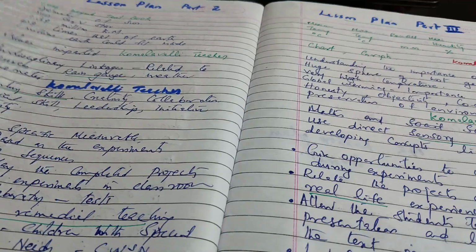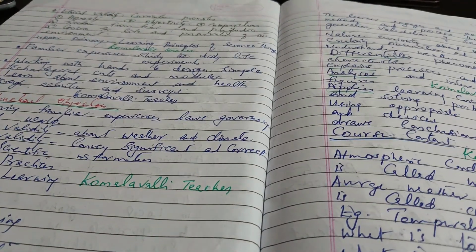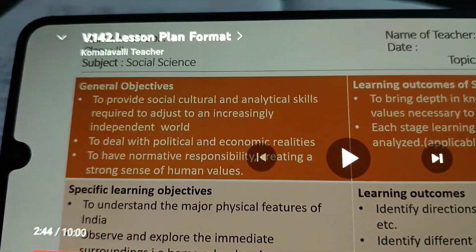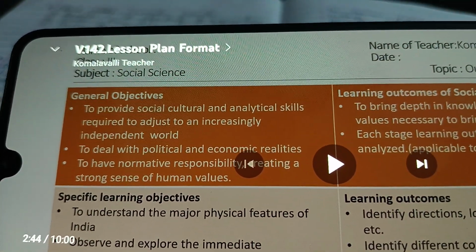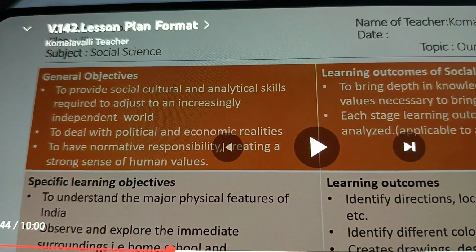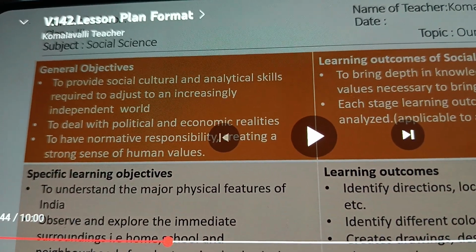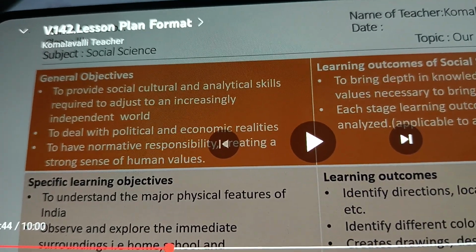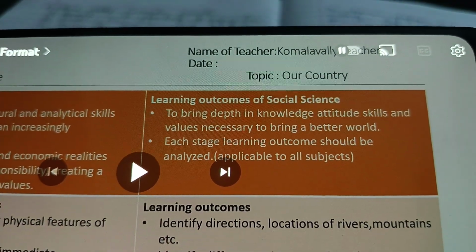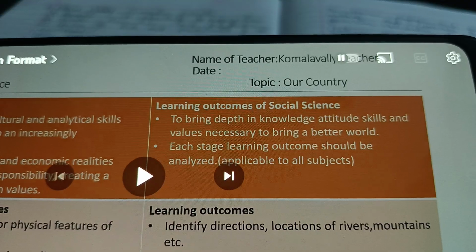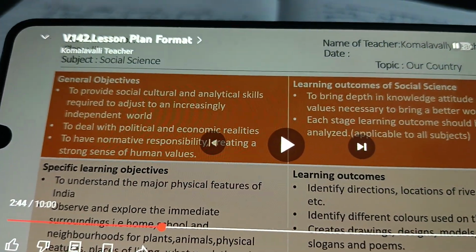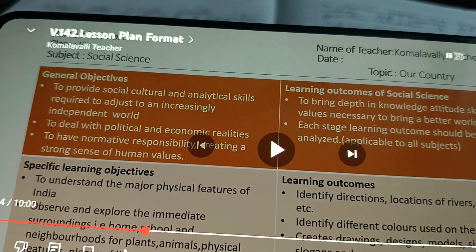So when we take social science into account, the general objective may be different. It is to provide social, cultural, analytical skills required to adjust to an increasingly independent world, to deal with the political and economic realities, to have normative responsibilities, having a strong sense of human values, then to bring depth in knowledge, attitudes, skills and values necessary to bring a better world. That is the learning outcome. Then each stage's learning outcome should be analyzed. So general objectives and learning outcomes will be different.